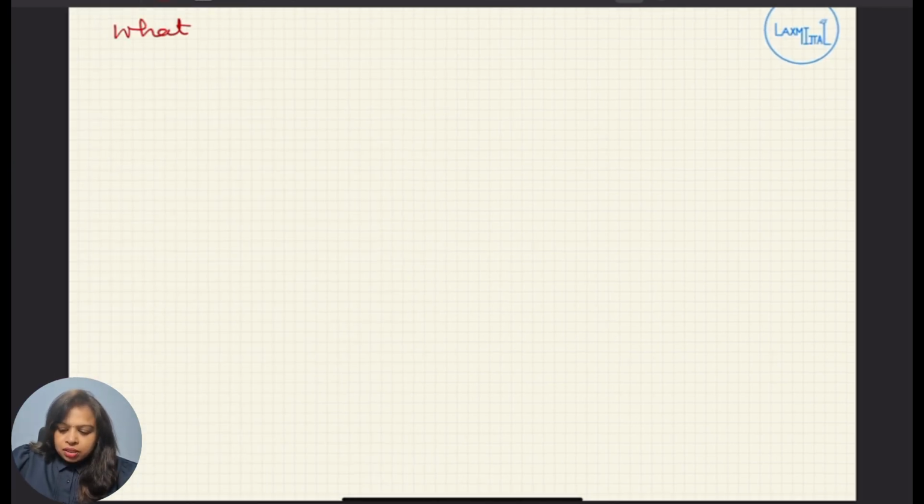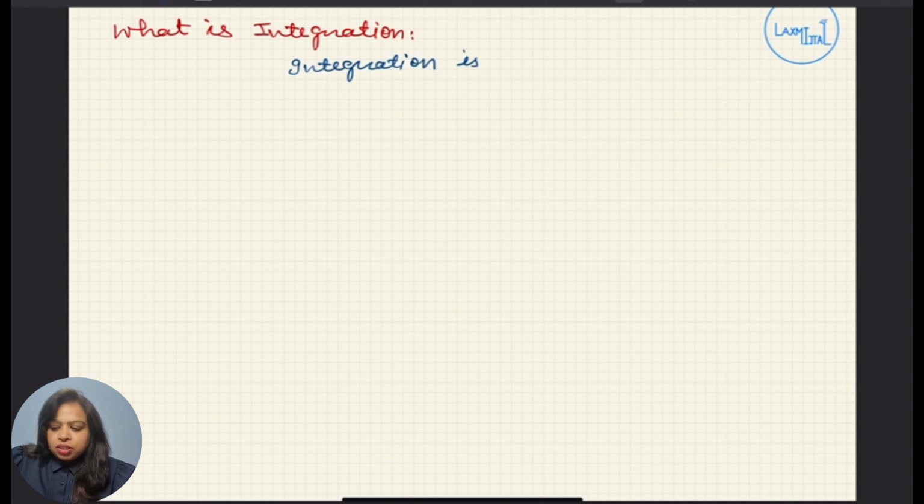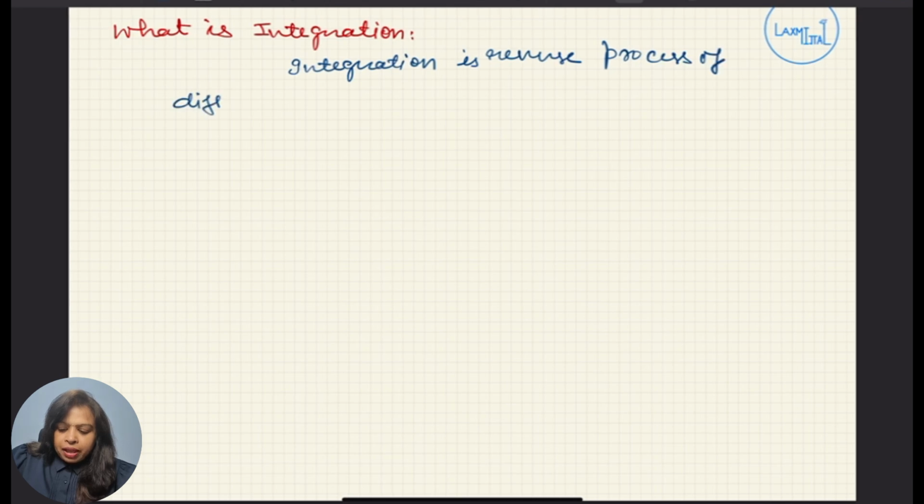What is integration? Integration is the reverse process of differentiation. Yeah, this is very easy. Differentiation we have done in chapter 5 of 12th NCERT, and application of derivatives we have done. Now integration is the reverse process.